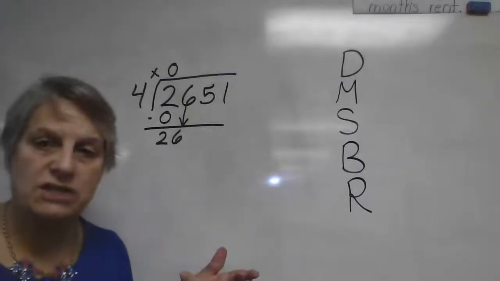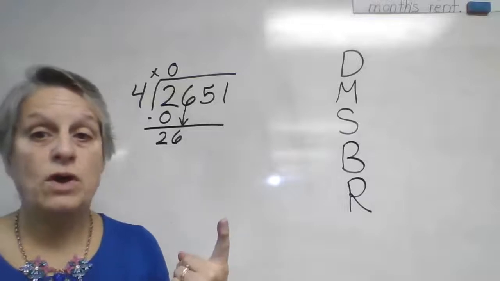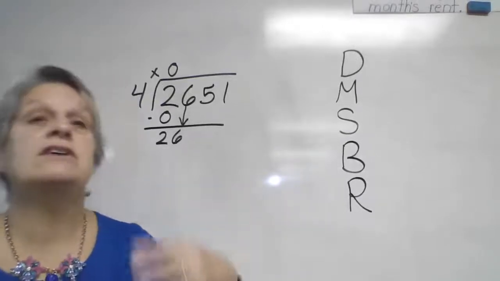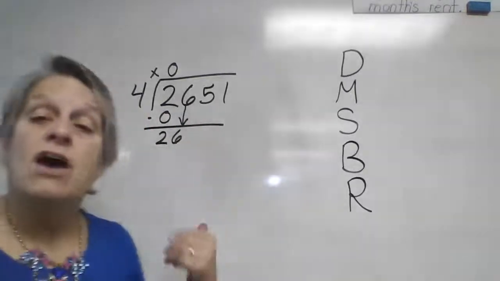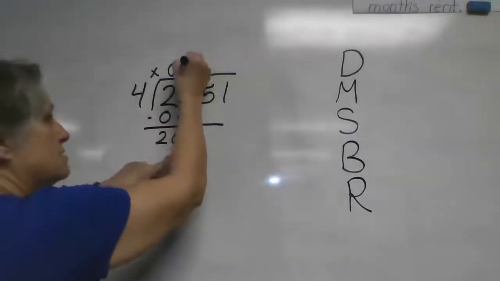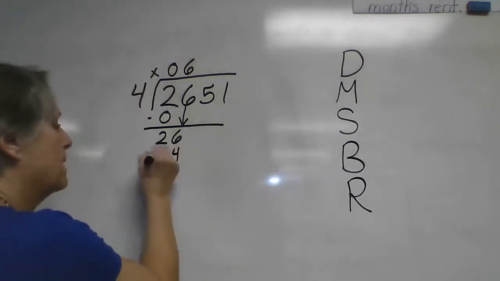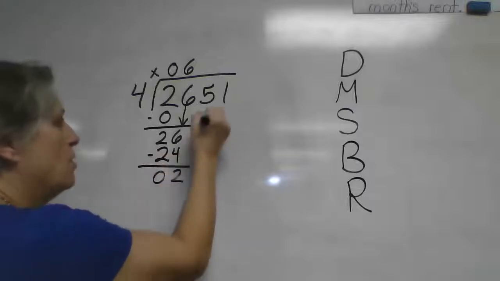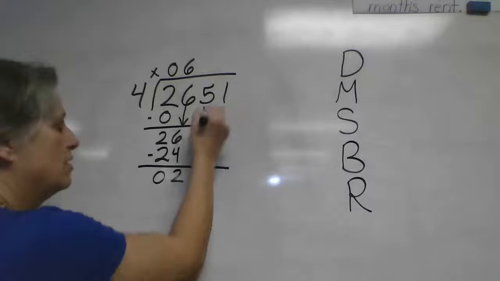This is the example I was telling you about earlier where some of our students need to walk through. 4 times 1 is 4. 4 times 2 is 8. 4 times 3 is 12. 4 times 4 is 16. 4 times 5 is 20. 4 times 6 is 24. Still not enough. 4 times 7 is 28. Oh, that's too much. So I know it's got to be 6. 4 times 6, 24. Subtract. 6 minus 4, 2. 2 minus 2, 0.